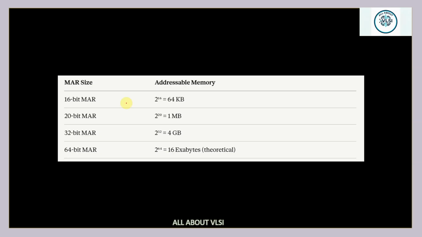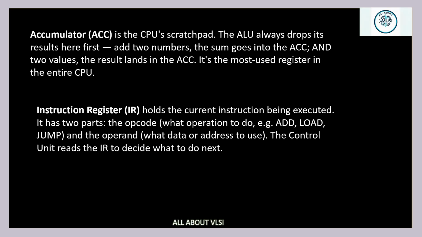Now, for a 16-bit memory address register, the accessible memory is 2 power 16, which is 64 kilobytes. For a 20-bit MAR, we have 2 power 20, which is 1 megabyte. For 32-bit, we have 4 GB. And 64-bit is going to have 2 power 64, but that is theoretical, right? So these are the accessible addressable memory sizes.